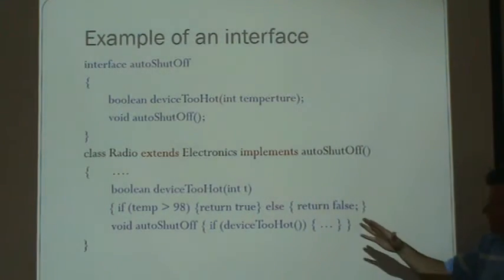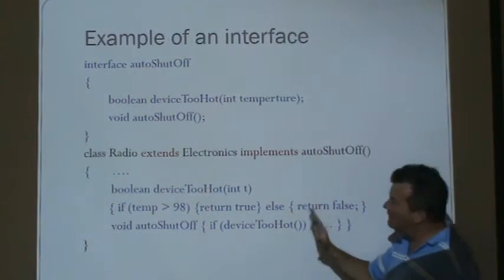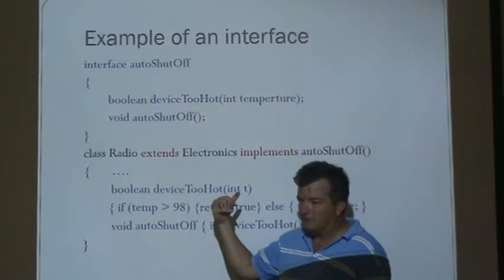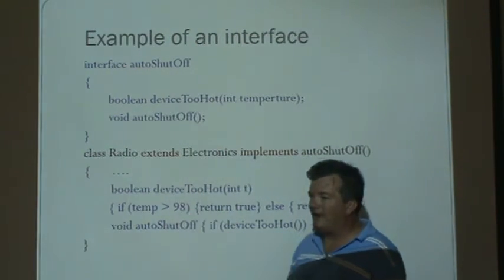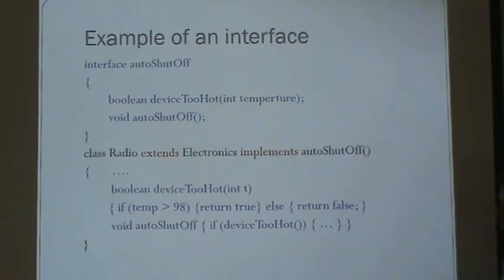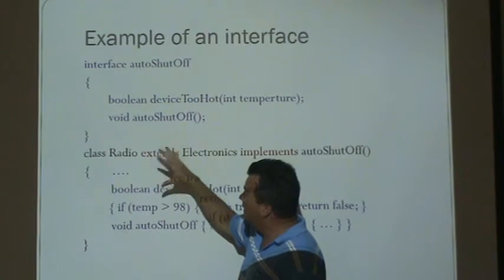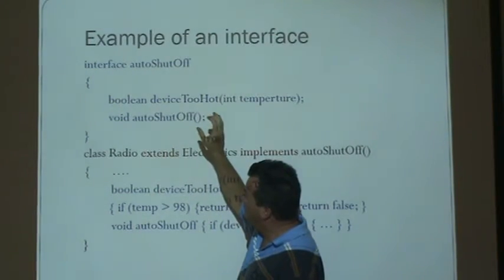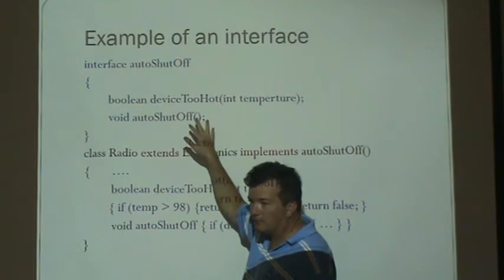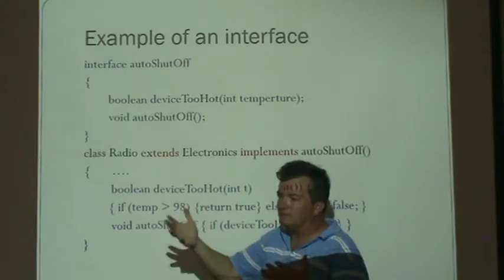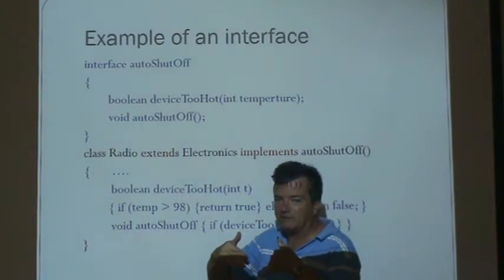So we'd like every class that we consider needing this feature to be required to have it. Now you might think, why don't we make another abstract class called auto shutoff, and then make everyone inherit from electronics and from auto shutoff. Well, Java doesn't allow multiple inheritance, so we couldn't do that.